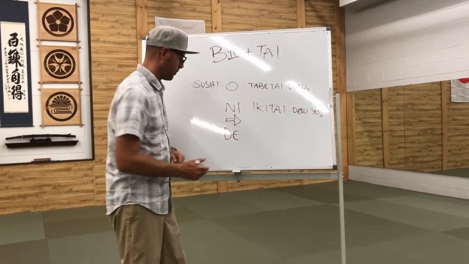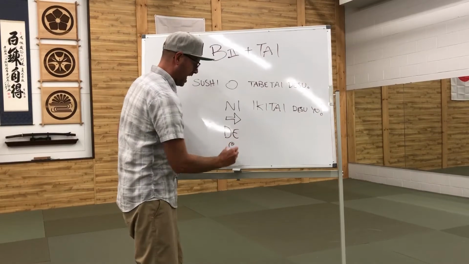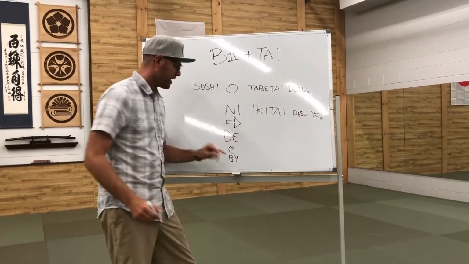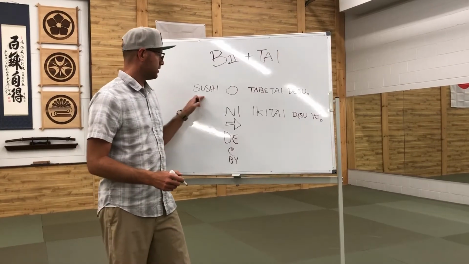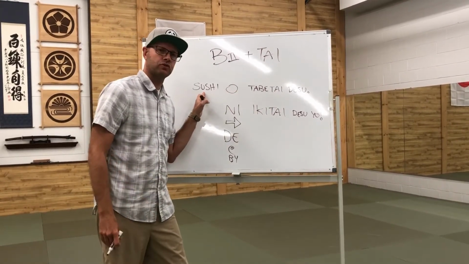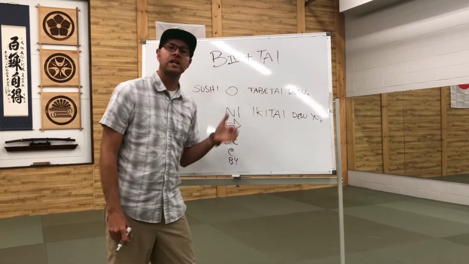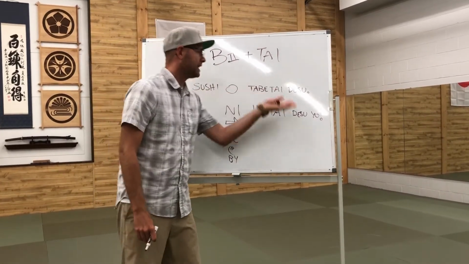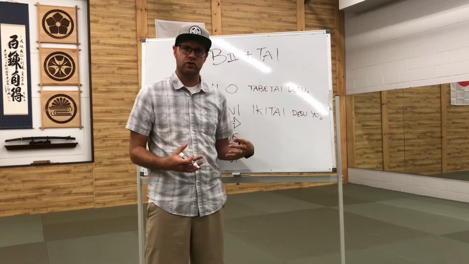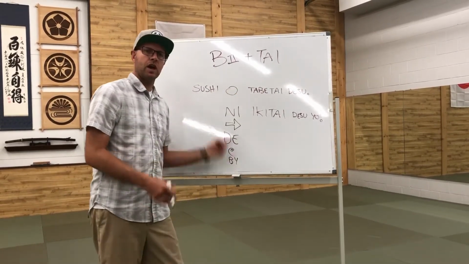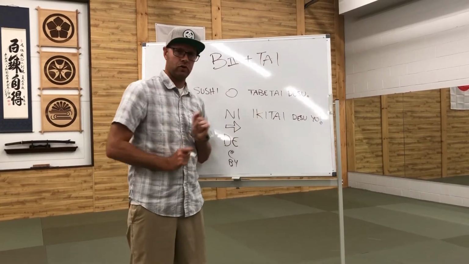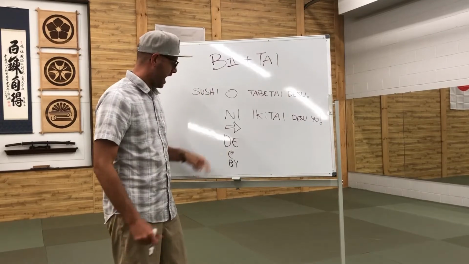And then we have de. De is going to be at or by the means of. So again, our default's o, and it marks an object. Something's happening to the sushi. Sushi o tabetai, I want to eat the sushi. Sushi o hakitai, I want to throw up the sushi. Sushi o kaitai, I want to buy the sushi. Something's happening to the sushi. But if I'm going somewhere, it's ni, or if it's happening at a location, then I'll use de.